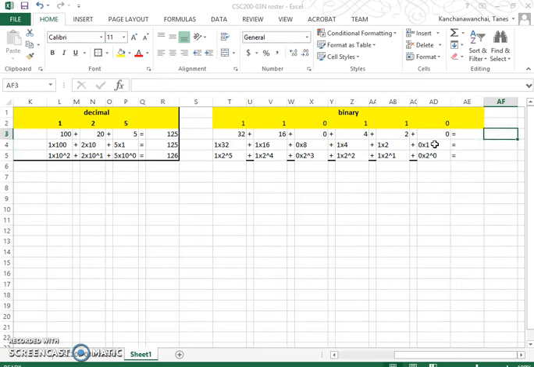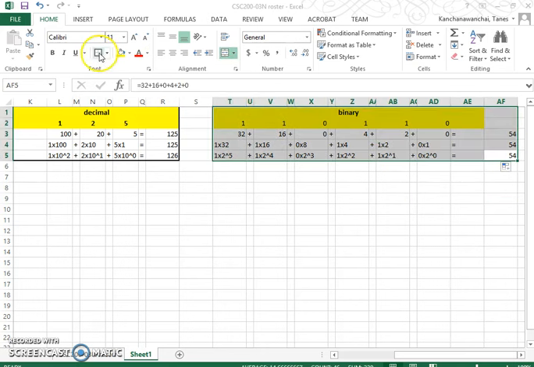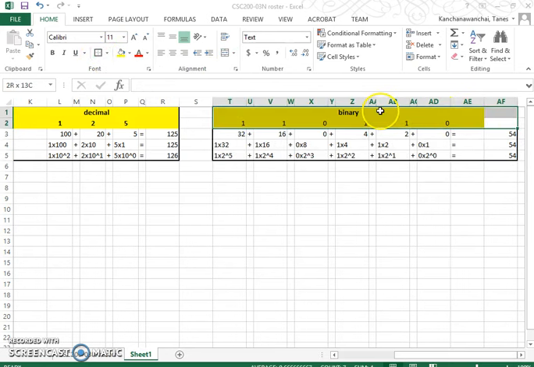Alright, so 32 plus 16 is, okay. So 32 plus 16 plus 0, right? Plus 4 plus 2 plus 0. That's 54, right? So we get 54 out. We said this out actually is 54. So that's how we convert from binary to decimal.